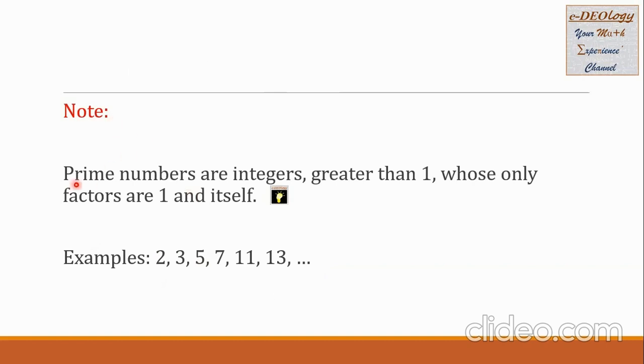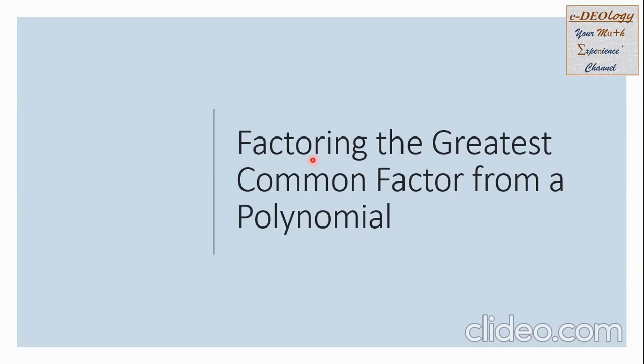Let us note that prime numbers are integers greater than 1 whose only factors are 1 and itself. Examples are 2, 3, 5, 7, 11, 13, and so on. Let us discuss now factoring the greatest common factor from a polynomial.